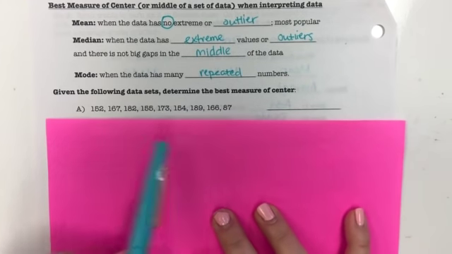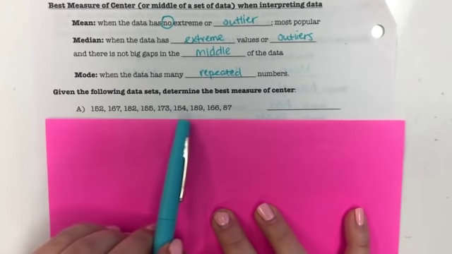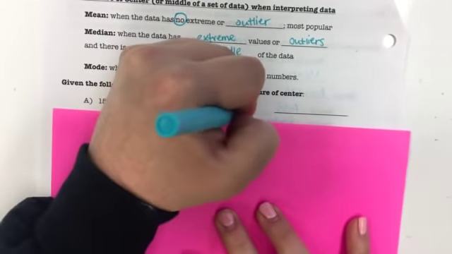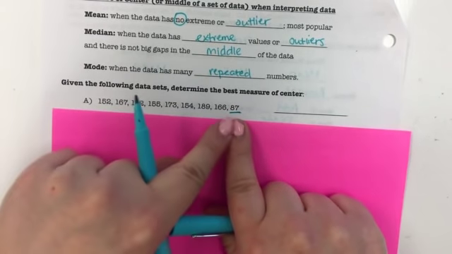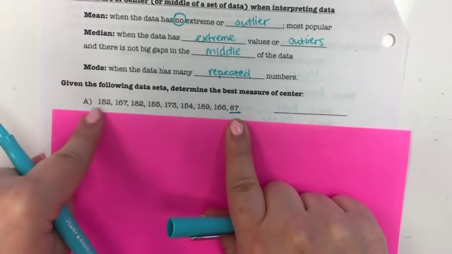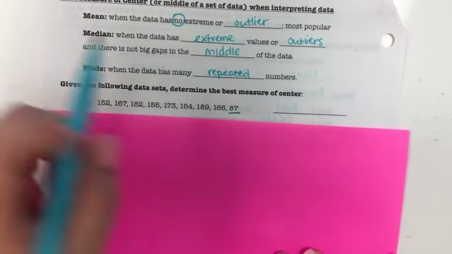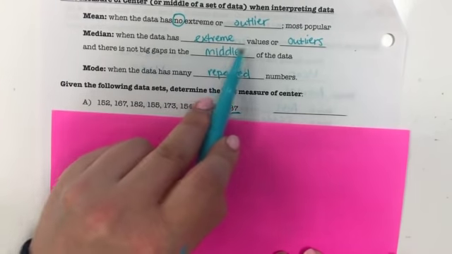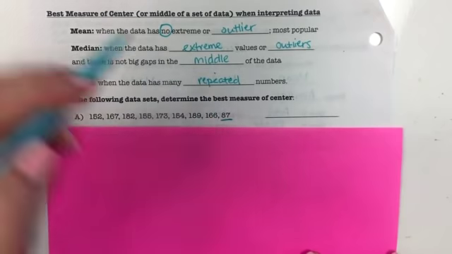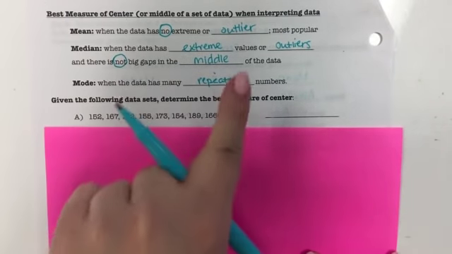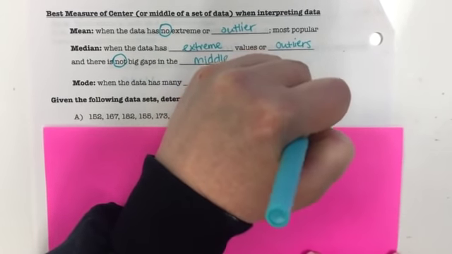So we see here that our numbers are pretty much all in the same range, except for this number right here of 87. So we can see that this number is pretty far away from all of the other numbers that are in the data set, so this is probably an outlier. So since our data has an extreme or an outlier, and there are no big gaps in the middle of our data, we can say that the median is the best measure of center here.